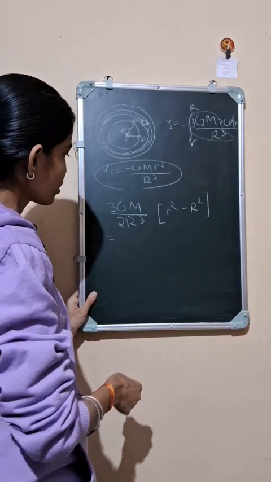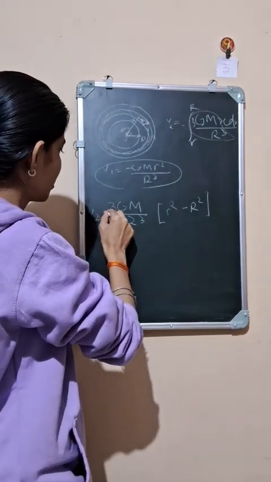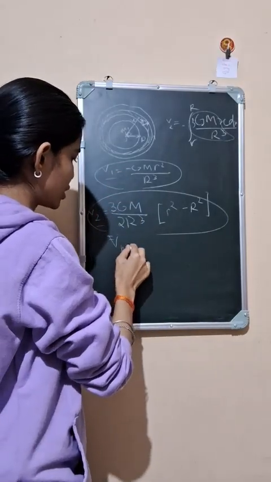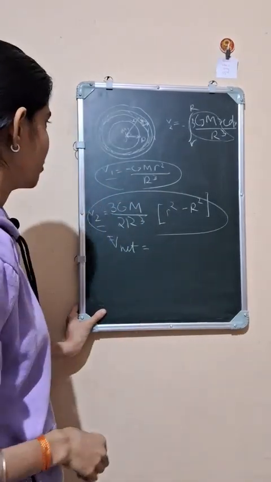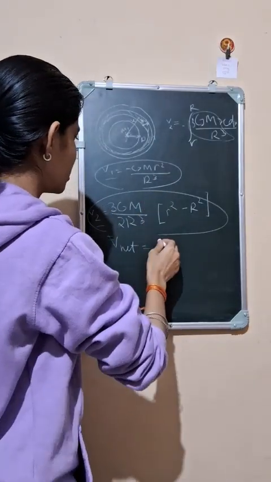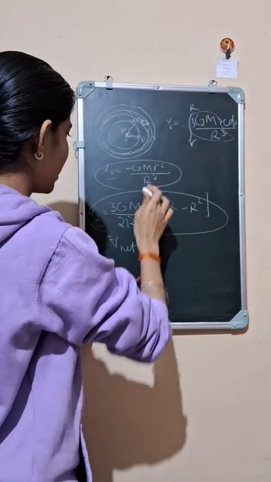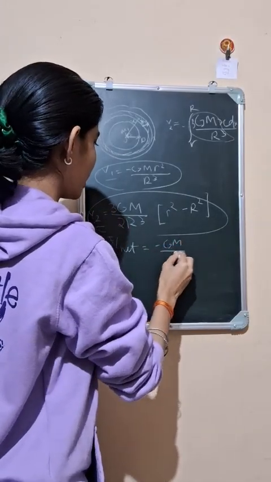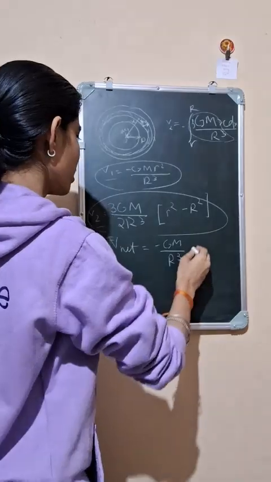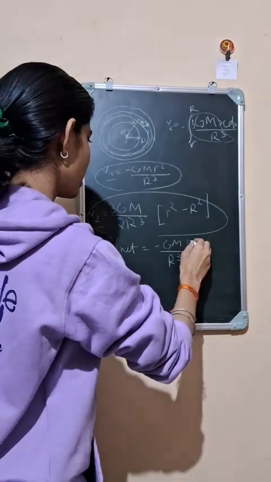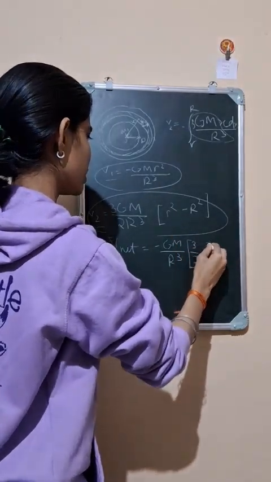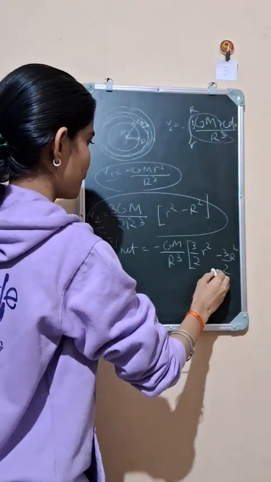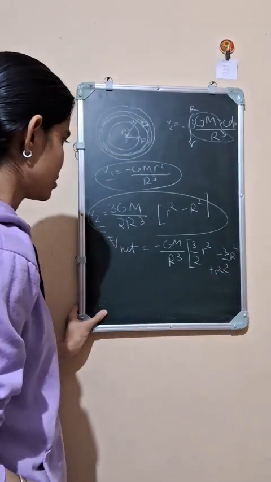So now this is V2, so I have to add V1 and V2 to calculate net potential. So net potential will be equal to, if I take minus G m by R cube common from both of the terms, it will look something like minus G m by R cube whole into 3 by 2 small r square minus 3 by 2 capital R square plus r square, right?